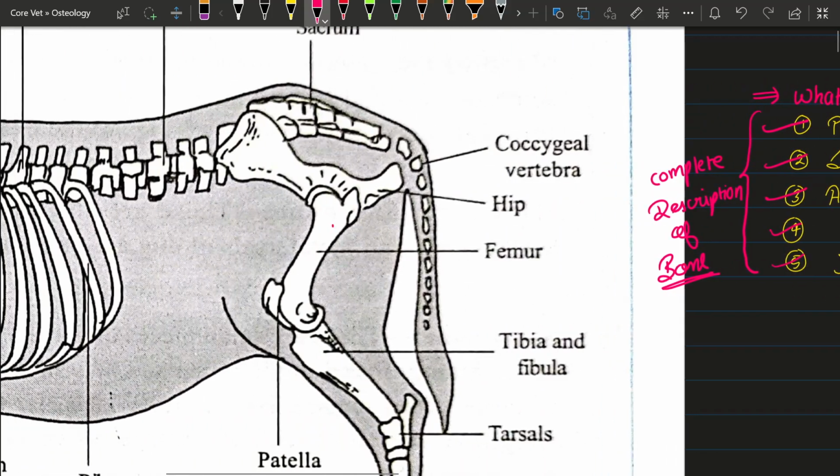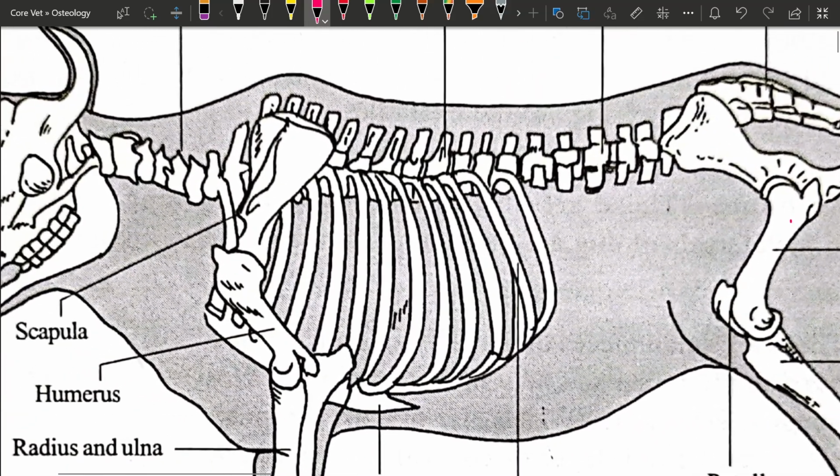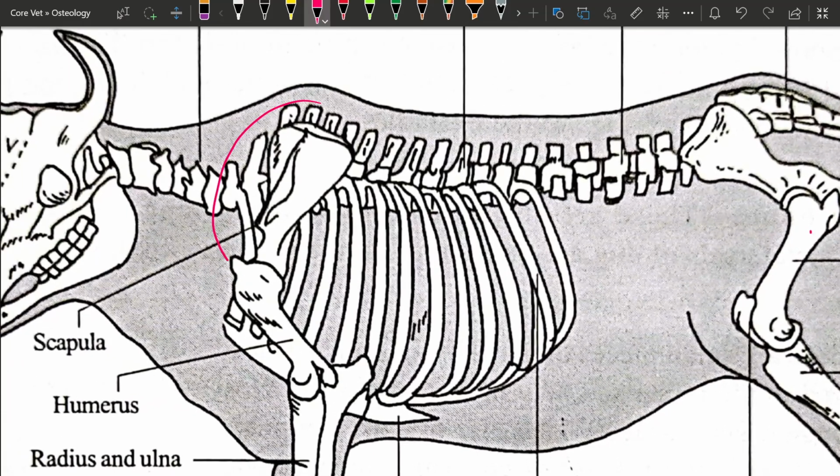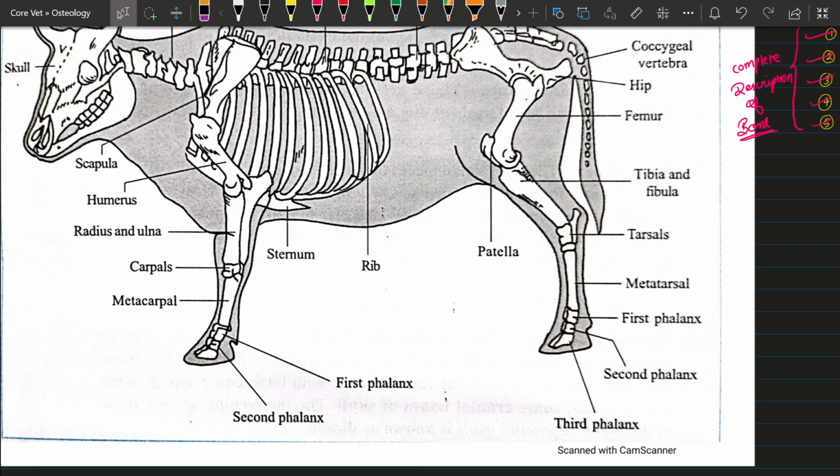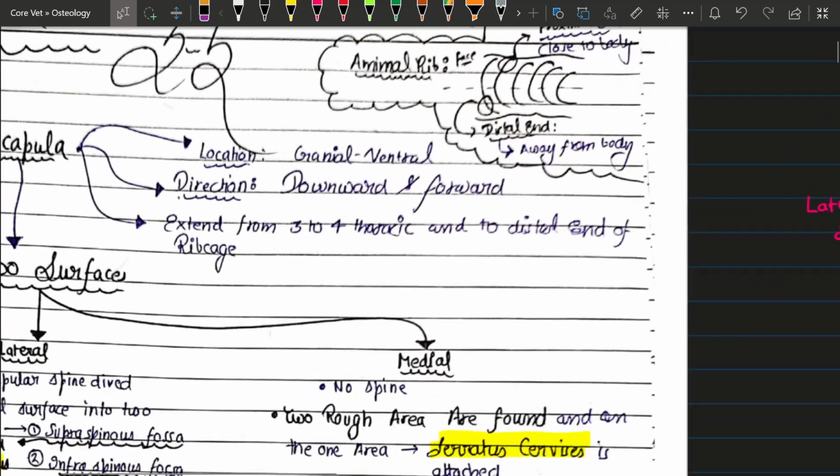As we are starting, we will firstly discuss the scapular bone, which is this bone. We will learn about the positioning, angles, borders, and all the joints that the scapular bone forms. We will also learn about the differences the scapular bone possesses among the veterinary species. So, let us start the lecture.